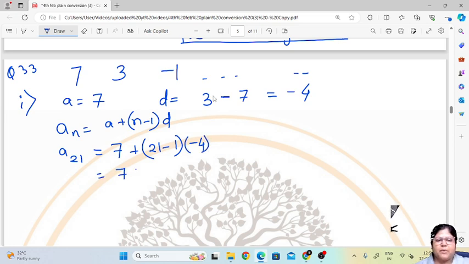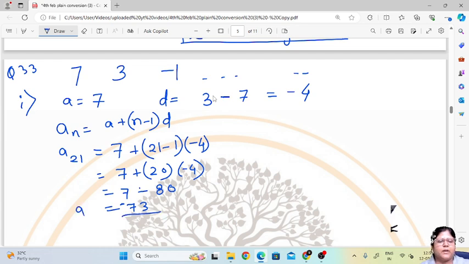So 7 plus, 21 minus 1 is 20. 20 into 4 is 80. And the negative sign is there, so minus 80, because plus 20 into minus 4 will give you minus 80. So how much is 7 minus 80? It is going to be 73, with a negative sign. So A21 is negative 73.